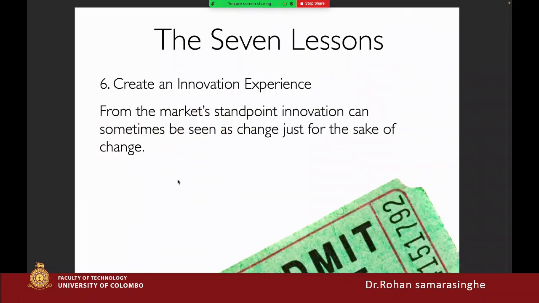Next one is create an innovation experience. From the market's standpoint, innovation can sometimes be seen as change just for the sake of change. So I will explain this innovation experience.